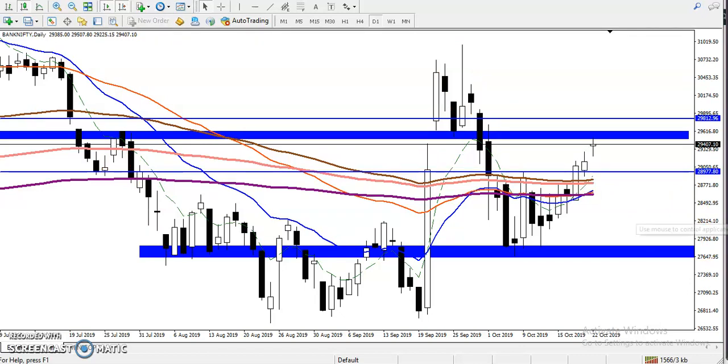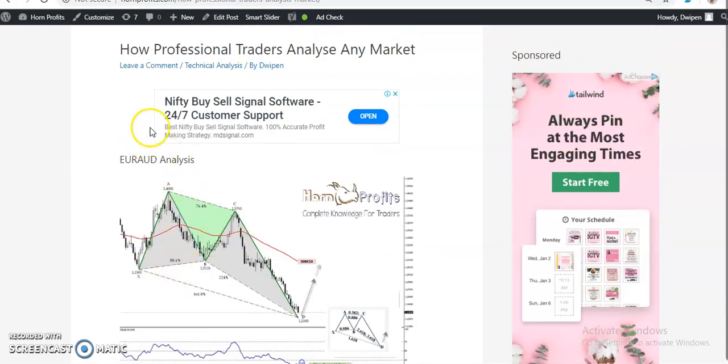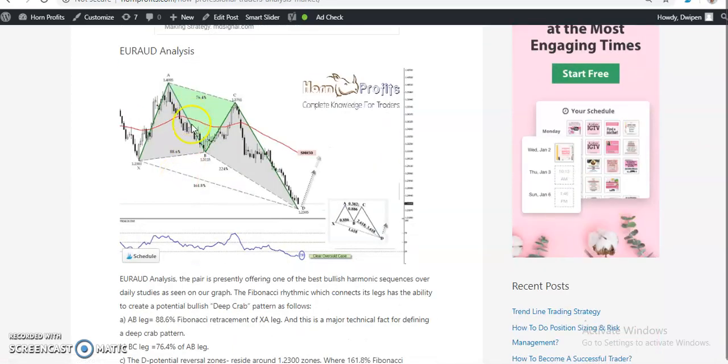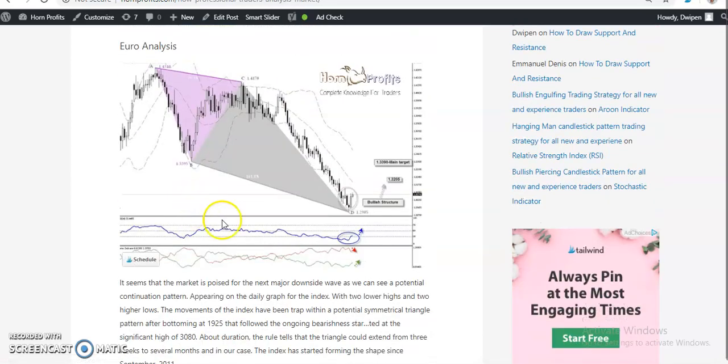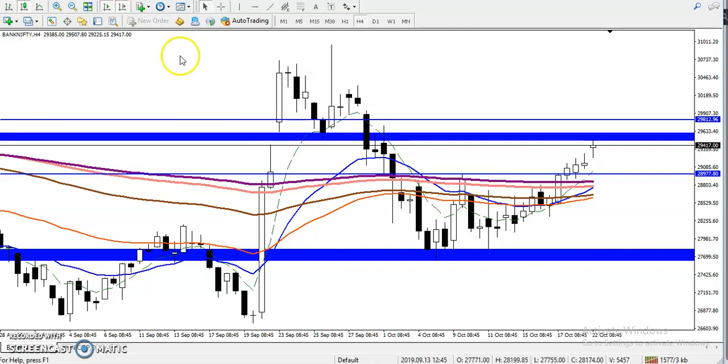So let me show you another analysis, another professional analysis, and how professional traders are analyzing this area. To know more details, just visit my website here. This is called hornprofit.com. So you can see how a professional trader is analyzing any market. I'll show you how they analyze in this market. Let me show you in a 4-hour time frame.